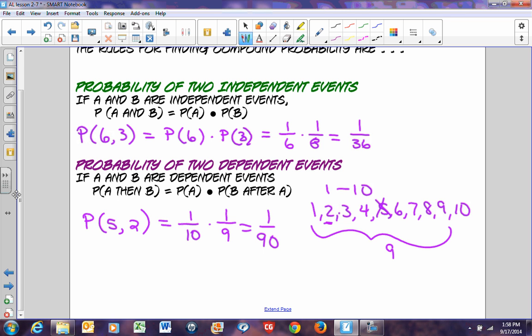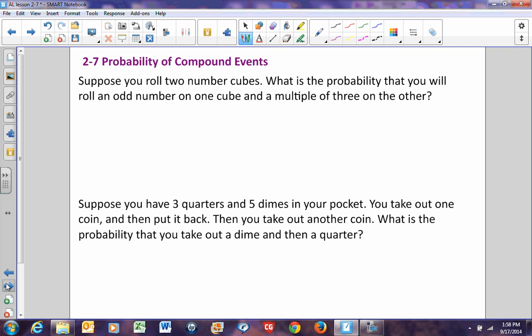Let's look at a couple of examples. Suppose you roll 2 number cubes. What is the probability that you will roll an odd number on one cube and a multiple of 3 on another cube? The first thing you have to determine is, are these dependent or independent? Does one event affect the other? It doesn't matter what I roll on the first cube, that will have nothing to do with the second cube, so these are what we call independent events. So we simply need the probability of an odd, and then multiplied by the probability of a multiple of 3.